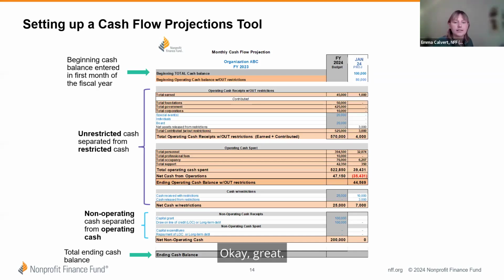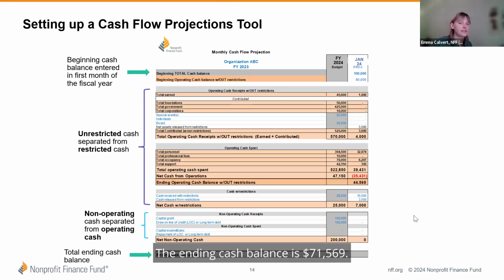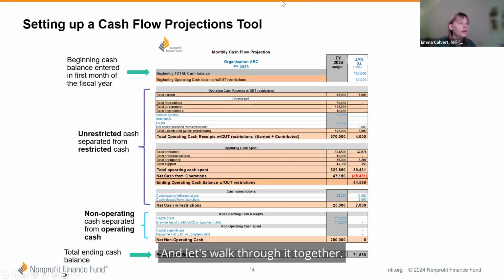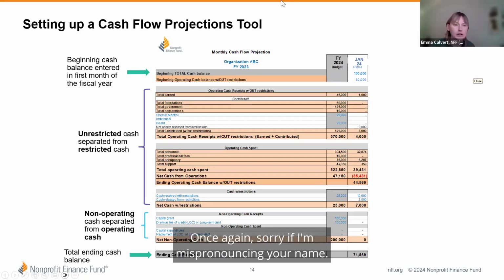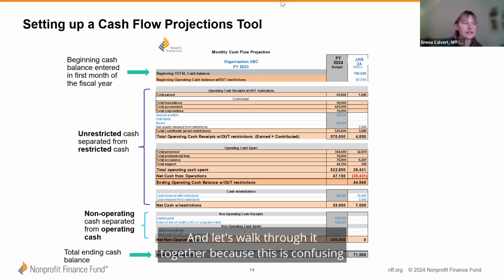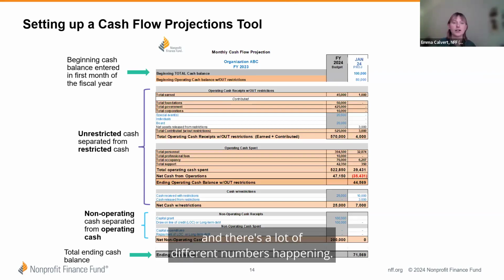Okay, great. The ending cash balance is 71,569. And let's walk through it together. Awesome job, Ursa. Once again, sorry if I'm mispronouncing your name. Let's walk through it together because this is confusing and there's a lot of different numbers happening.